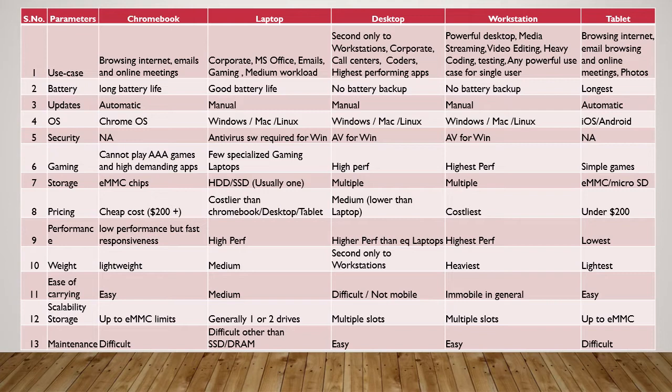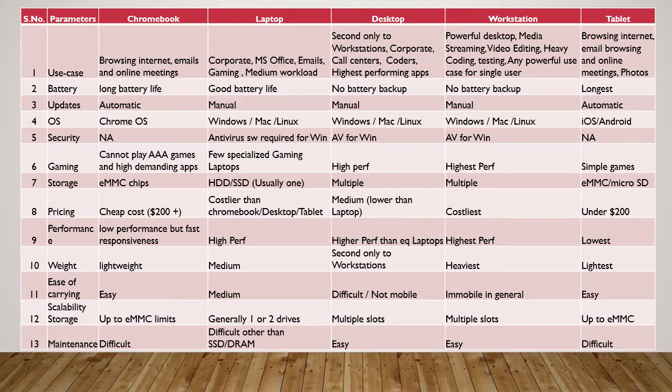And the next one is the desktop. It's second only to the workstation, and it's used in corporate call centers and also used by coders. In this we can also use the highest performing apps which are very high demanding. And the next one, which is the workstation, they are powerful desktops. They are used for video editing, media streaming, heavy coding, testing of apps and other heavy testing, and any powerful use case for a single user only. If you have a requirement of multiple users, then you should be looking at servers.